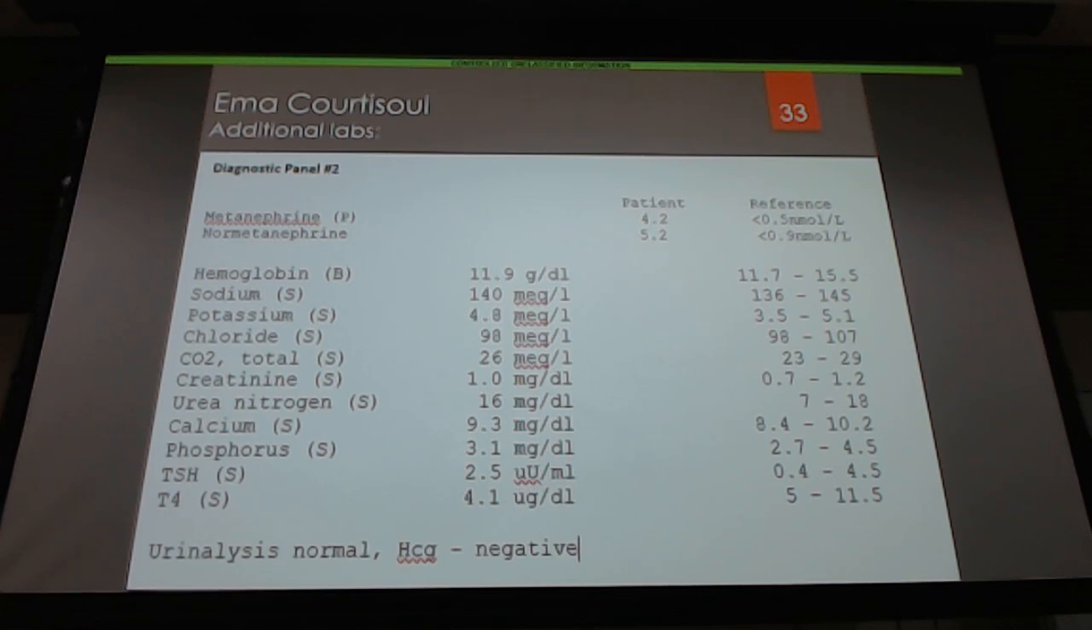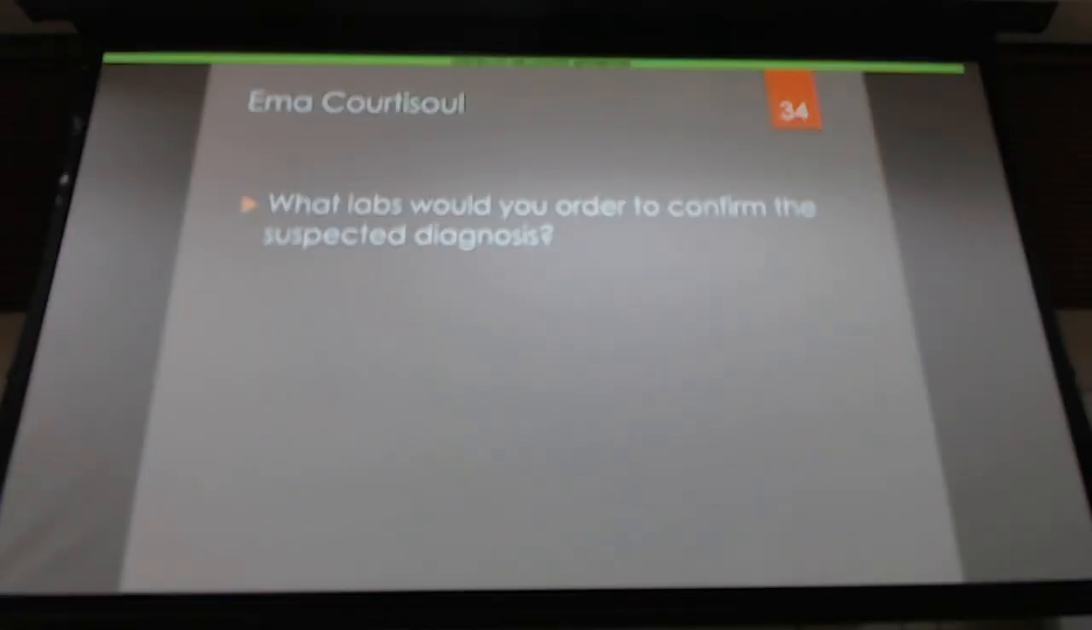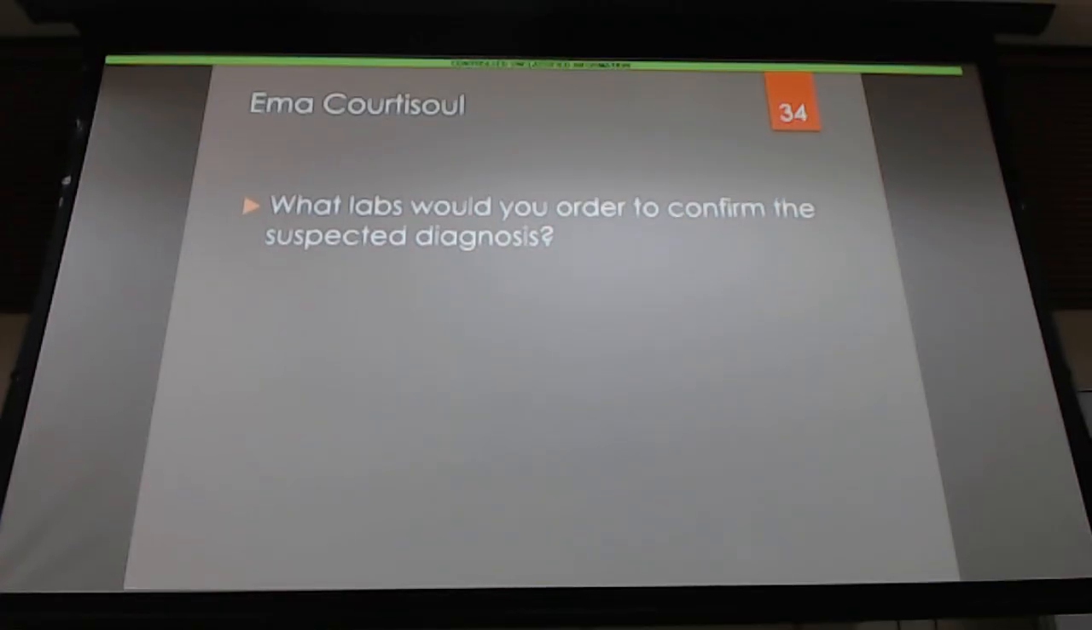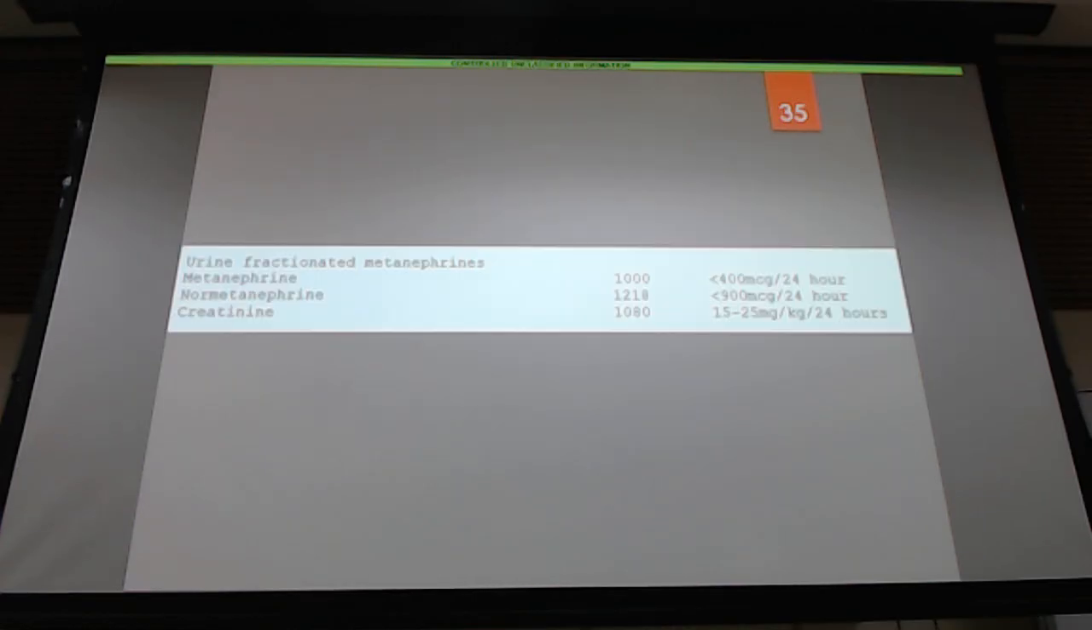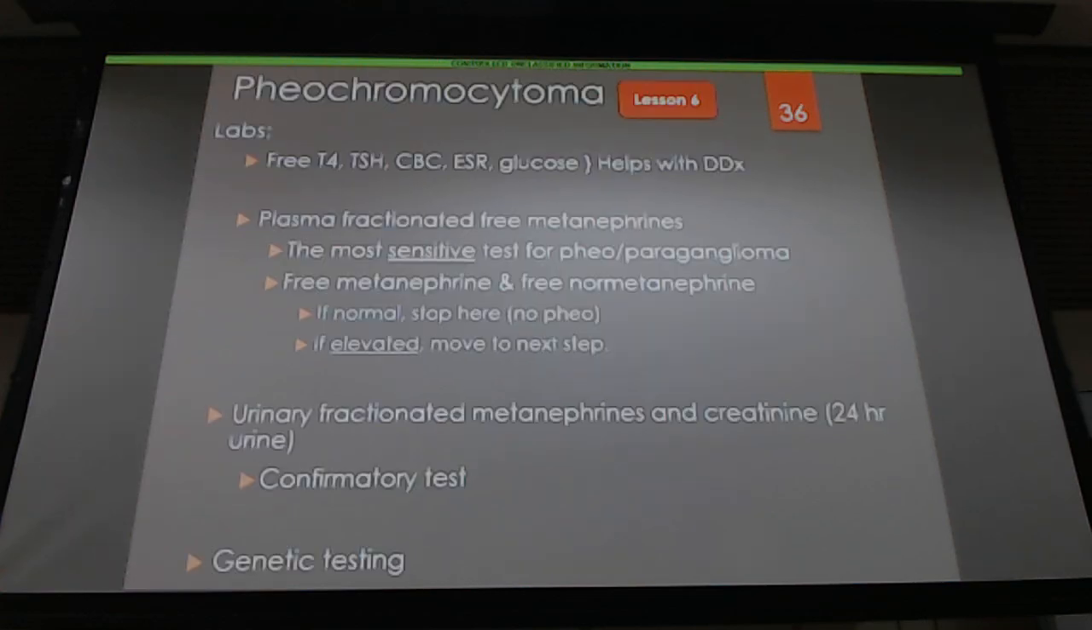Go ahead, what do you see with these labs? Metanephrines are high. Yeah, high metanephrines. We repeated the electrolytes. She's not pregnant. Okay. What could you consider? We think it's a Theo, but what could you consider as a confirmation lab, for the group? 24 hour urine, right? And sure enough, that's high.